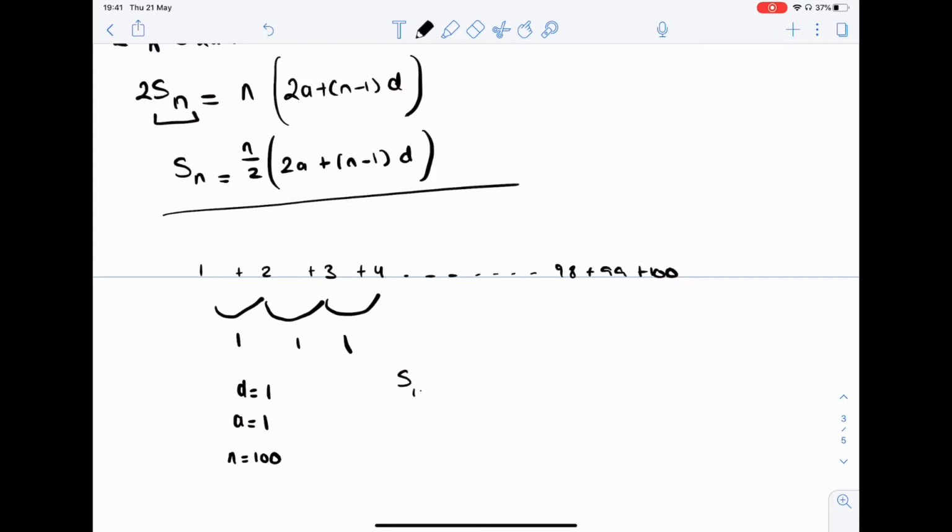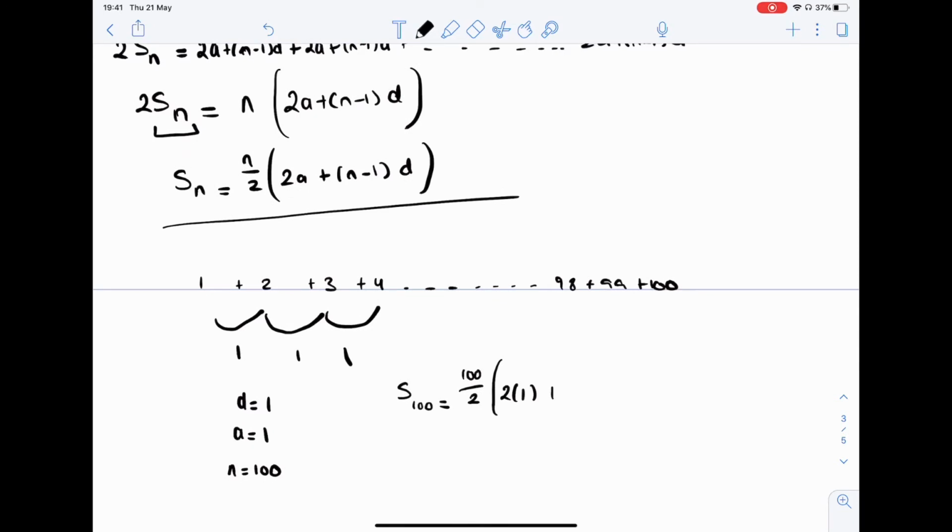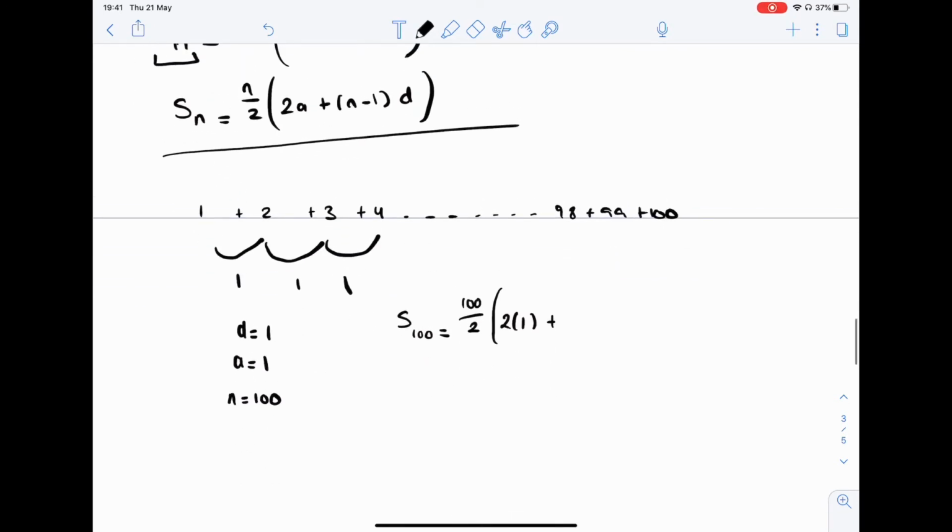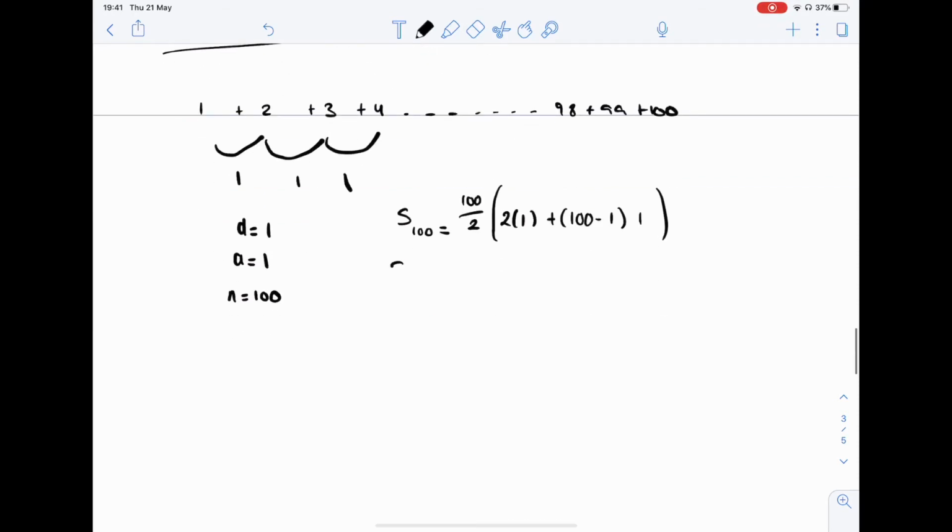So S100 is equal to n over 2, which is 100 over 2, and our A is 1, so it would be 2 times 1, and you'd have (n minus 1)D. Your n is 100, so it'd be 100 minus 1, and D is just 1. Tidying this up, 100 over 2 is 50, and 2 plus 99 gives you 101. So 50 lots of 101, and that is just 5,050.